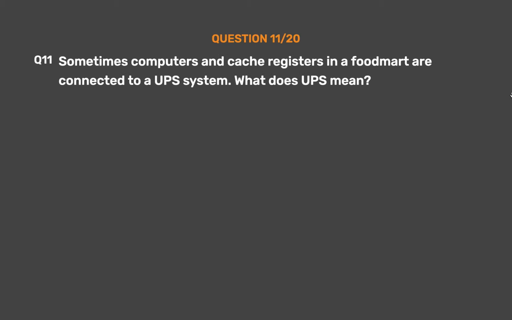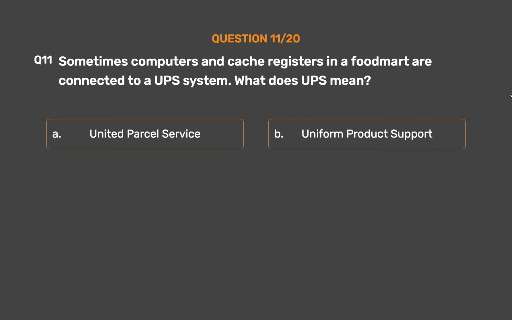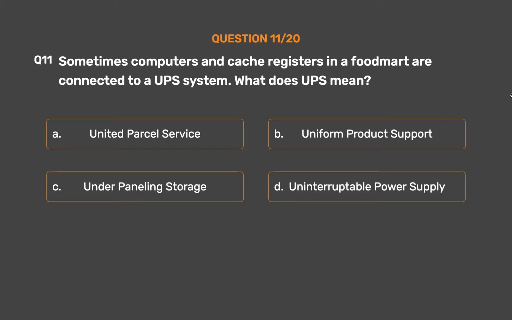Question number 11. Sometimes computers and cash registers in a food mart are connected to a UPS system. What does UPS mean? Option A, United Parcel Service. Option B, Uniform Product Support. Option C, Underpaneling Storage. Option D, Uninterruptible Power Supply.